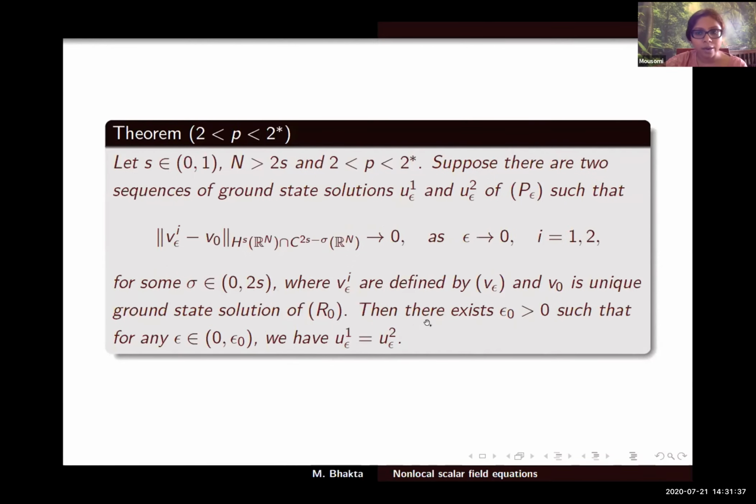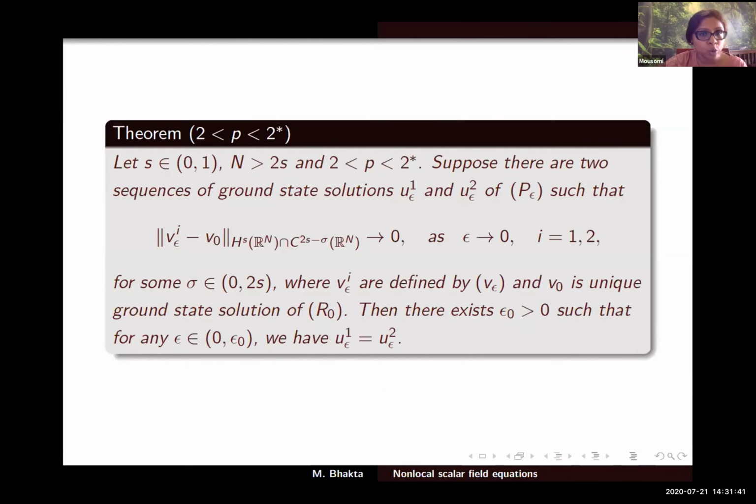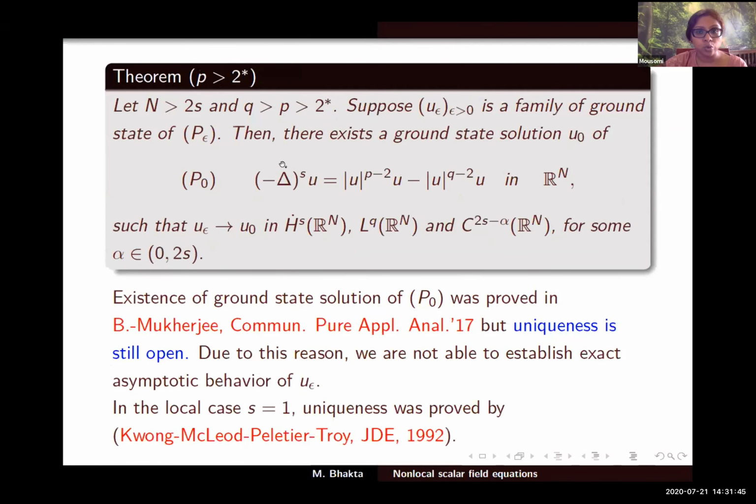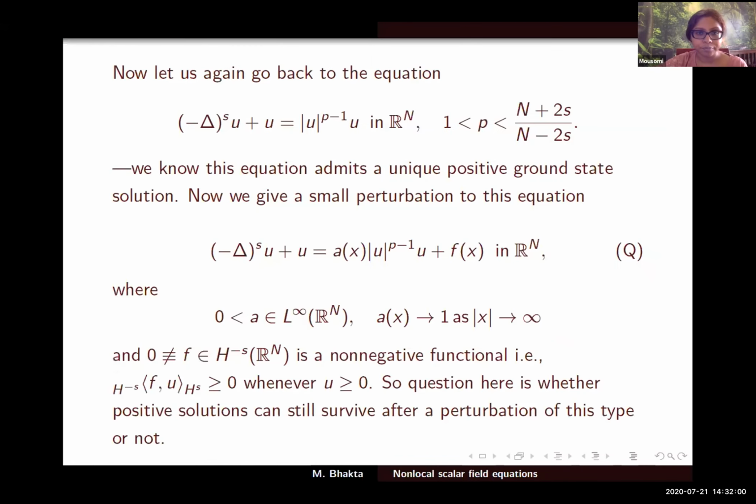But we could not prove this result for the supercritical case, P strictly greater than 2 star, because uniqueness is not yet known for this. To prove this result, we need to have uniqueness for the limiting problem, uniqueness of the ground state solution for the limiting problem.